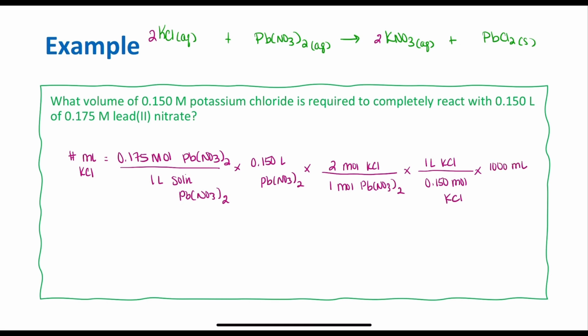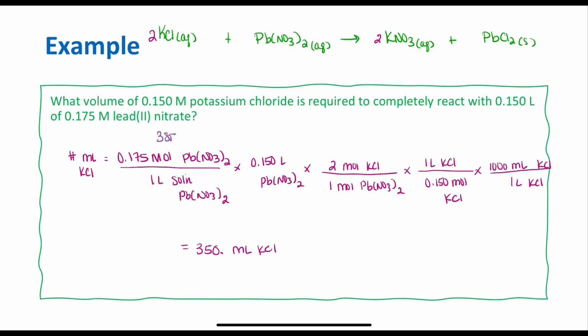And then 1,000 mL of the KCl solution in 1 liter of the KCl solution. This gives me 350 mL of KCl is required.